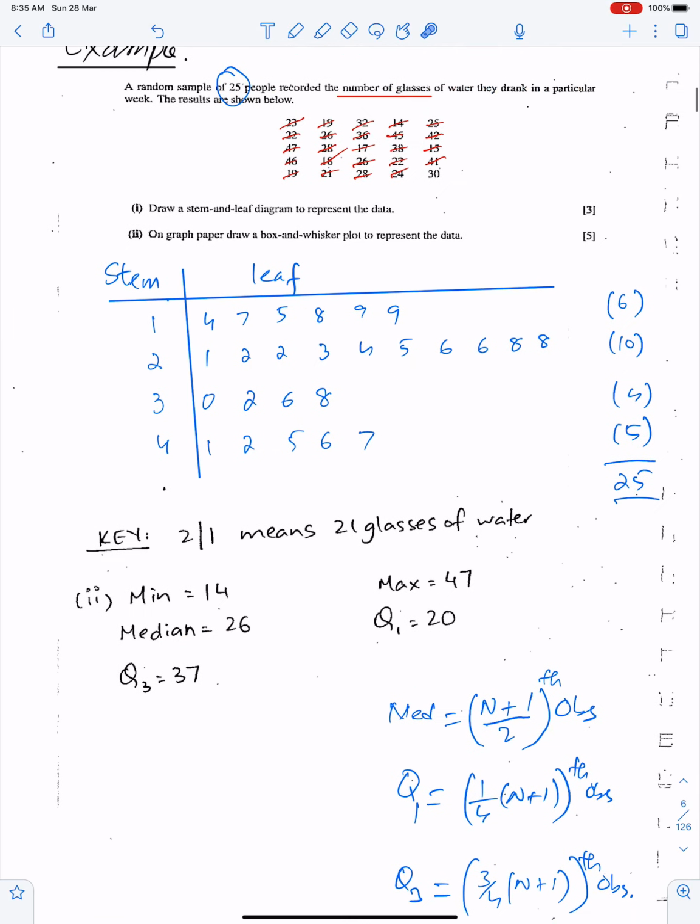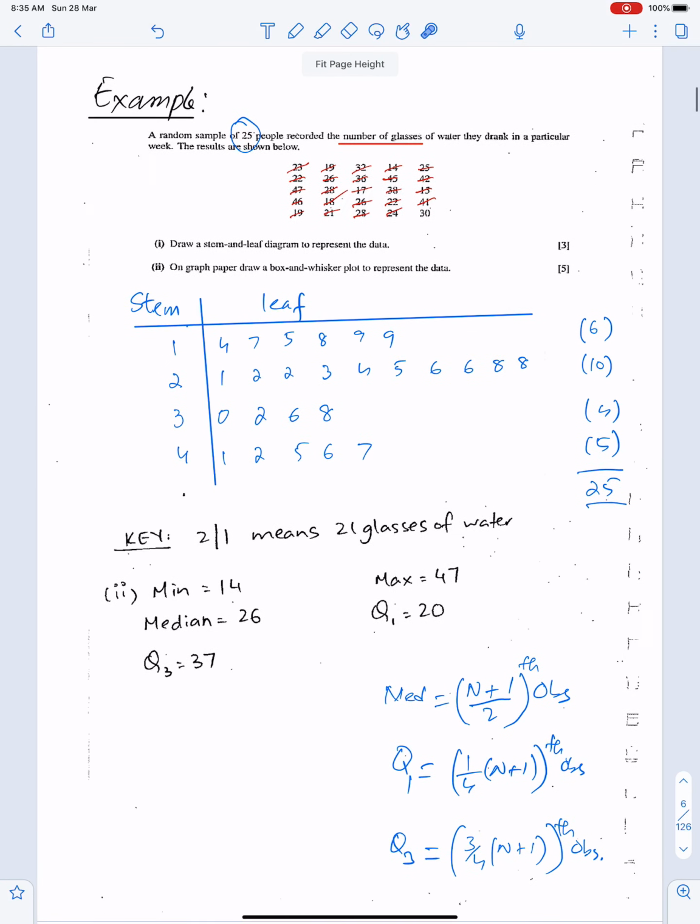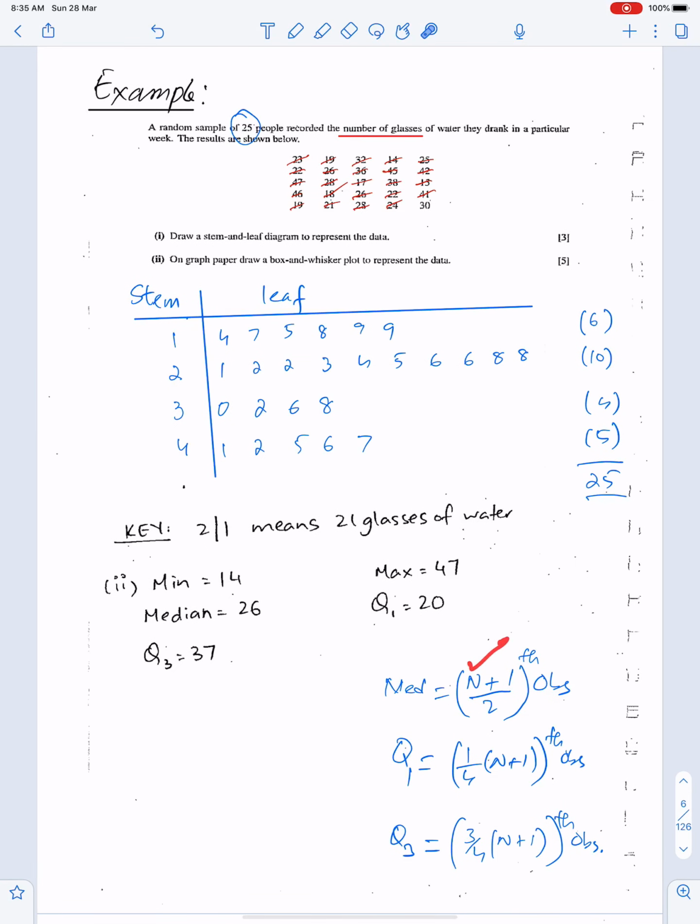See, if you substitute 25 here, then you will get the 13th observation. So the 13th observation is this one. 6, 7, 8, 9, 10, 11, 12, 13. This is the 13th observation. So median is 26.